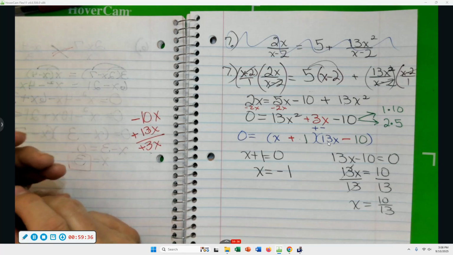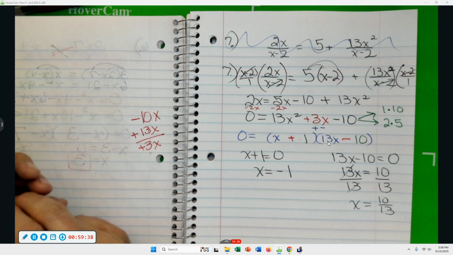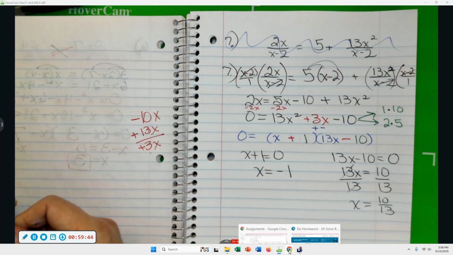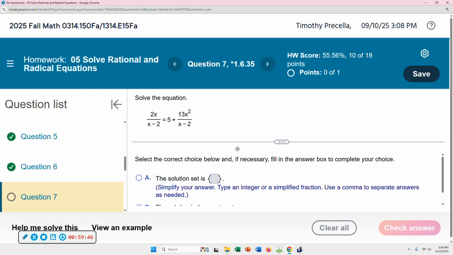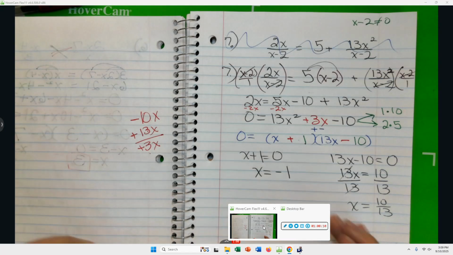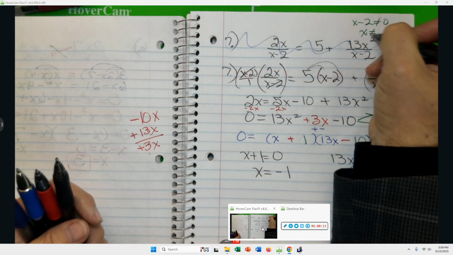We need to make sure that they don't give a denominator of 0. Look at the original problem on the MyLab. What x value is unacceptable? There's only one x value that would give you a denominator of 0. What is it? When does that x minus 2 equal 0? When x is a positive 2. We don't want x minus 2 to be 0, so we don't want x to equal positive 2.